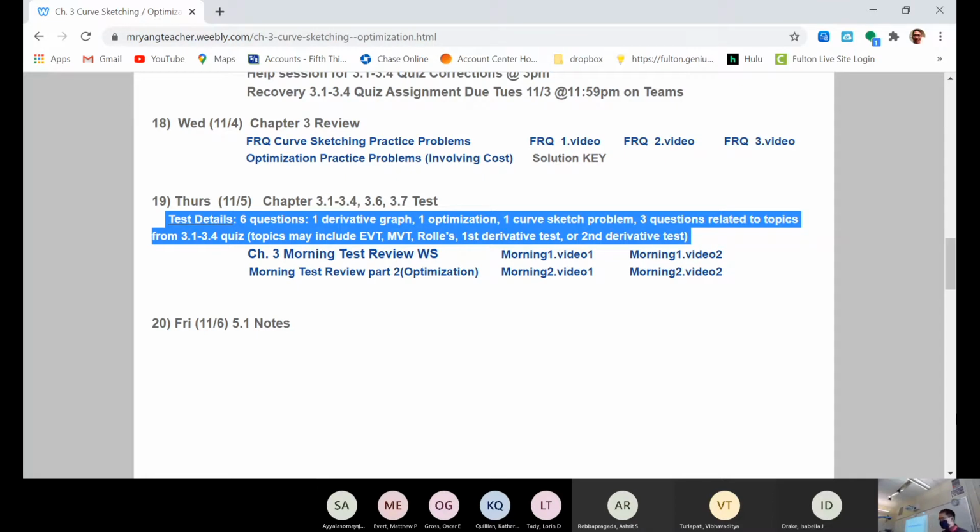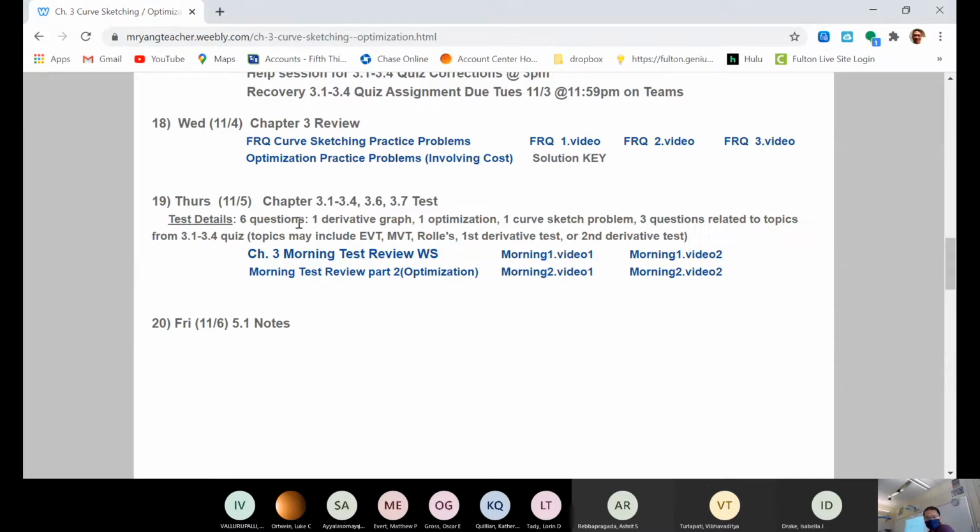So I want to start by talking about the test tomorrow. Make sure you understand exactly what to be expecting. First, it's going to be 6 questions, but the majority of your points are going to be within these 3 problems. You'll see an extended problem involving a derivative graph, one optimization problem, and then a curve sketch problem. All right, and we'll go through one of each type today.